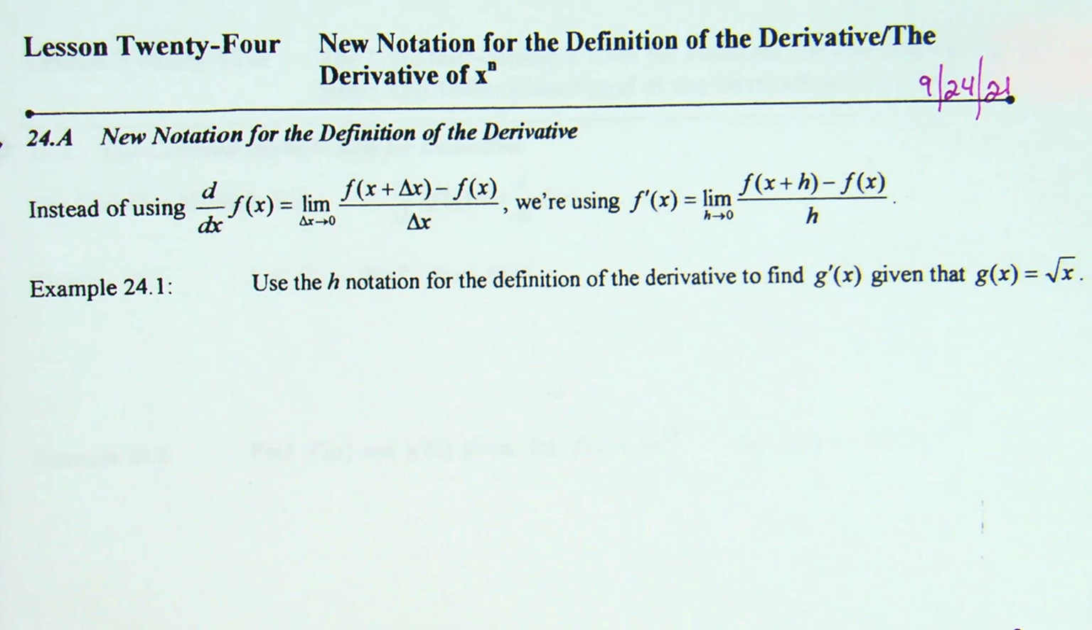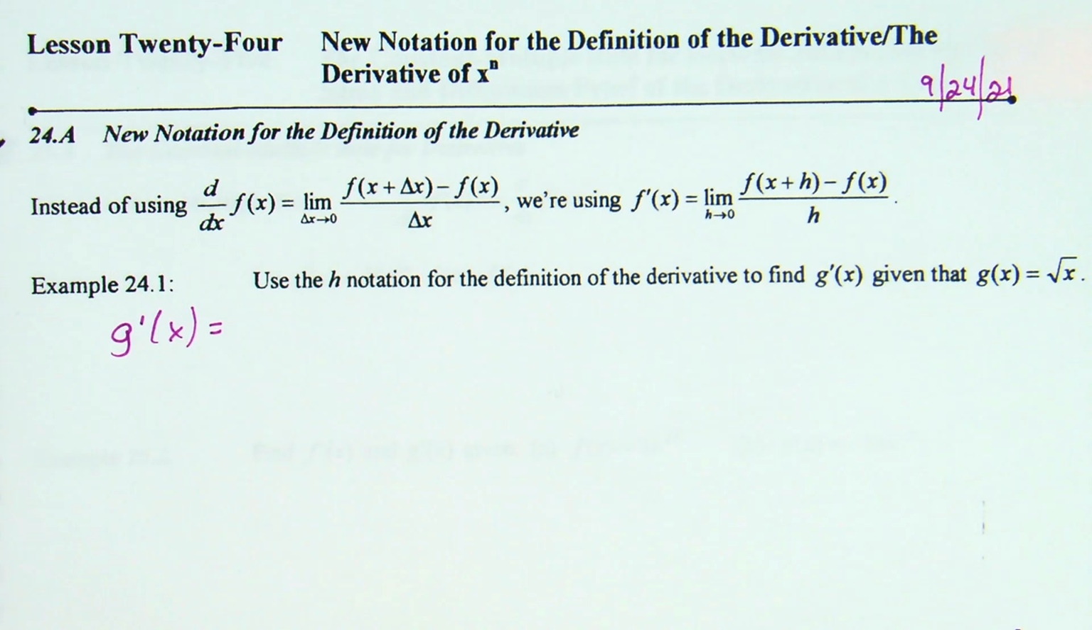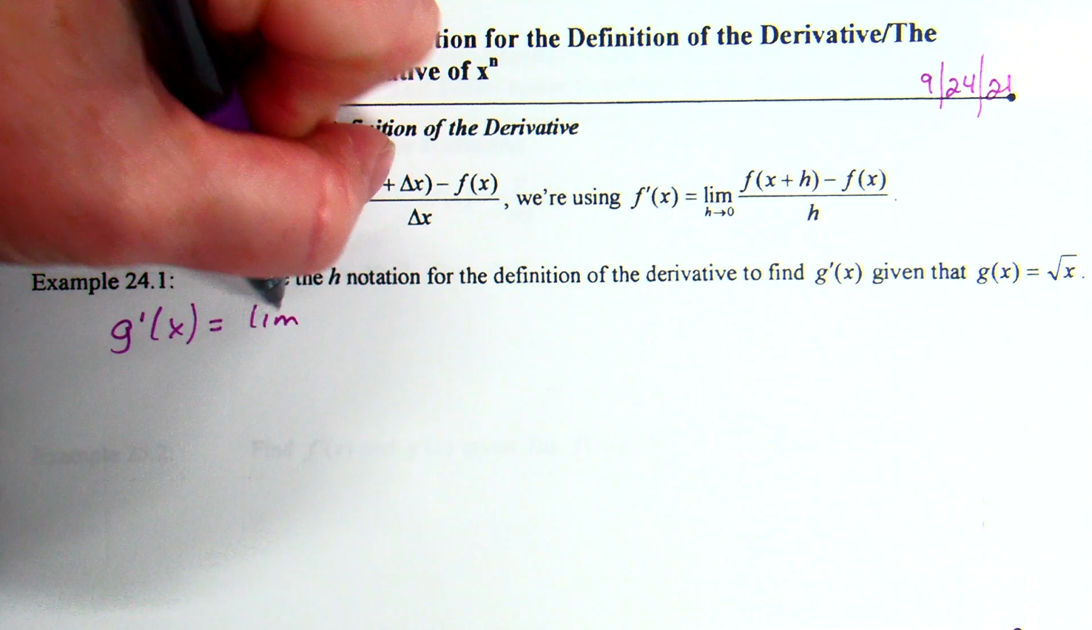Example 1: use the h notation for the definition of derivative to find g prime of x, given that g of x is the square root of x. I'm going to start with g prime of x equals, and I'm always going to start with limit. This time it's limit as h approaches 0.